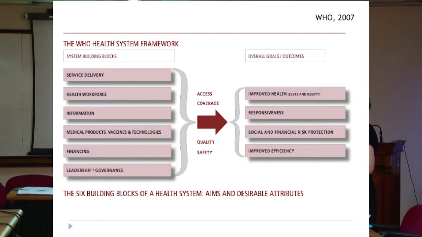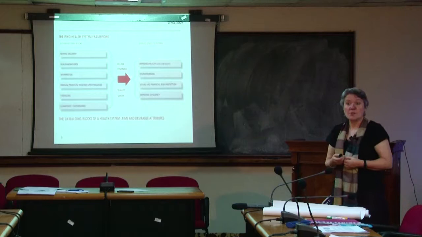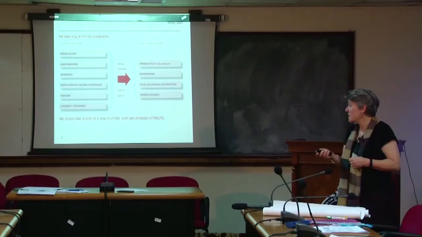Leadership, governance, financing, medical products, information, health workforce, producing access, coverage, quality, safety, okay, and then achieving a set of goals which includes improved health, both the average level but also an equitable set of outcomes around health. So it's not okay if the average is good if that masks very, very wide disparities. So the notion of equity being there. Responsiveness, okay, so does it speak to the needs and expectations and norms and values that the people, communities and users bring to the system? Is it responsive to their needs and what they would like from a system?